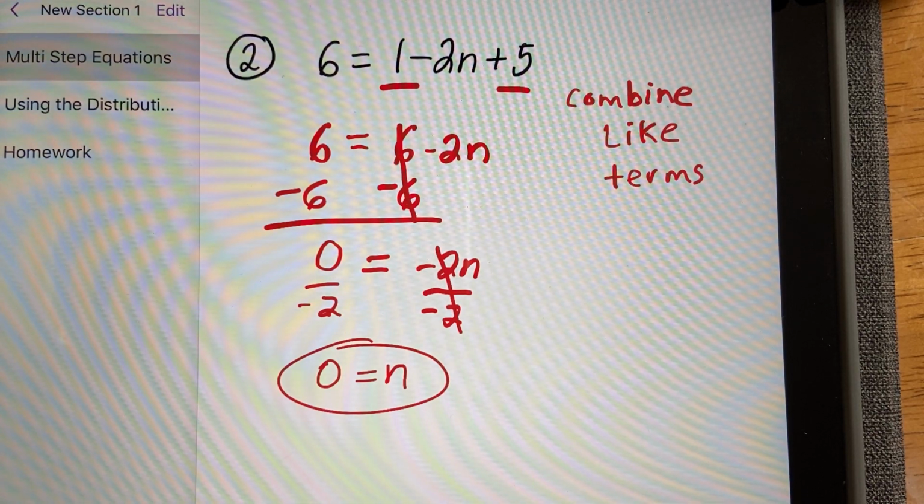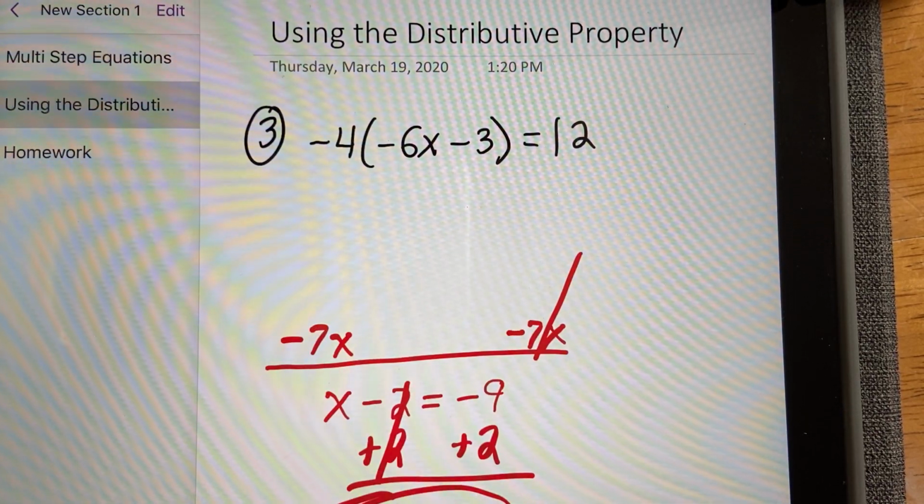Now, the next type of problem I have prepared is using the distributive property.